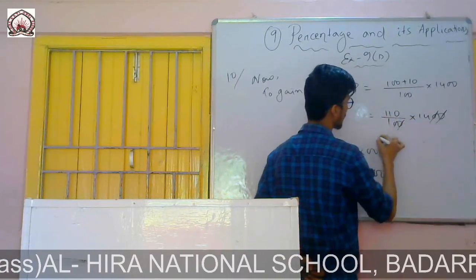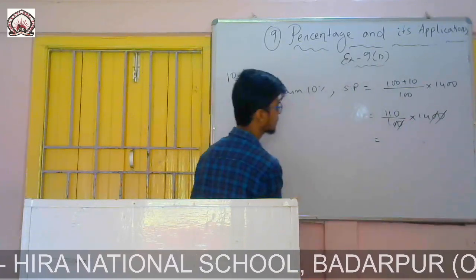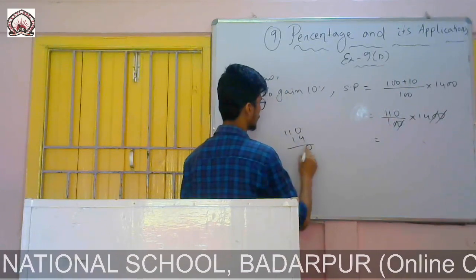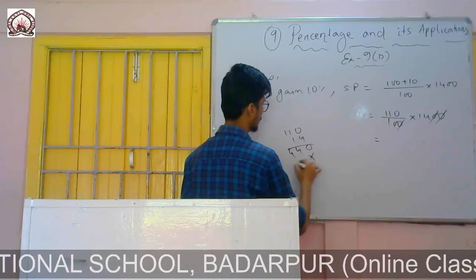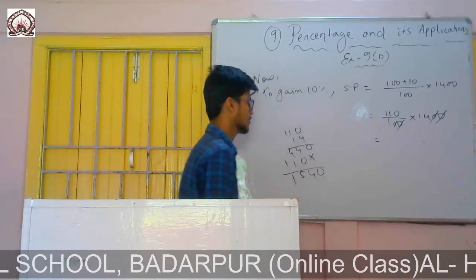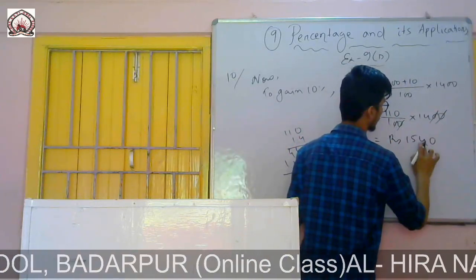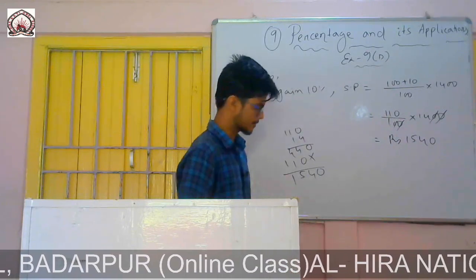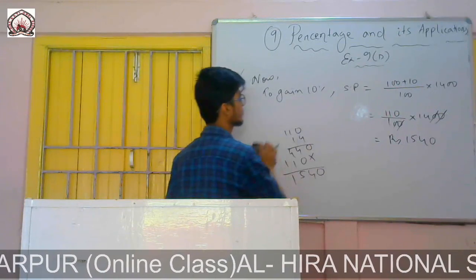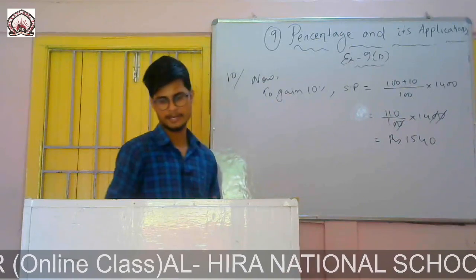So simply the 0s I can cancel, 11 into 14. So if I simply multiply, 4 into 0 is 0, 4 ones are 4, again 4, and there 1 1 0, it is 0, 4, 4 and 1, 5 1. So it is 15 and 40. So it is rupees 1540. So this is the selling price if the person wants to gain 10%.